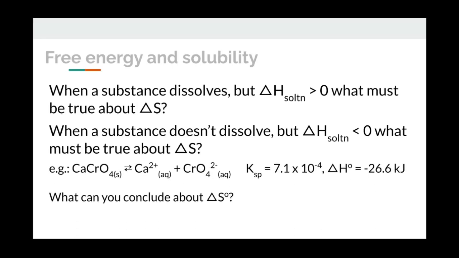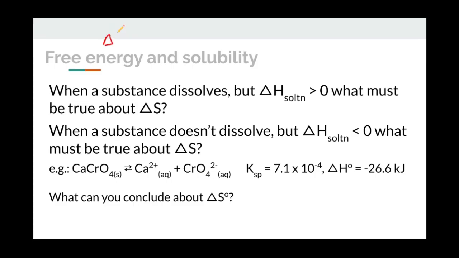Let's look at a quantitative example. Here's calcium chromate dissolving into calcium ions and chromate ions. KSP for this reaction is 7.1 times 10 to the minus 4, and delta H is given here as negative 26.6 kilojoules. What can we conclude about delta S? Well, one thing that we can conclude just qualitatively is that since delta H is negative, it's exothermic, but KSP is pretty small, that means that the value of delta S is probably negative. But we can figure this out quantitatively as well. Here's how that would work.